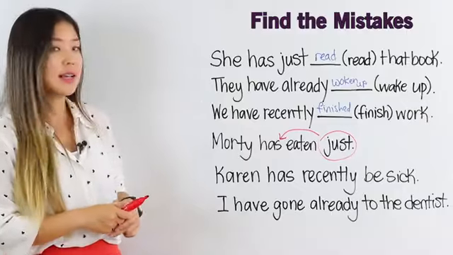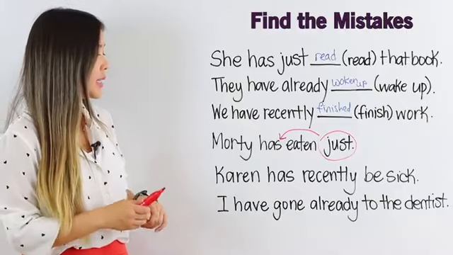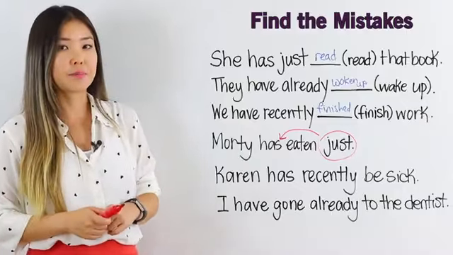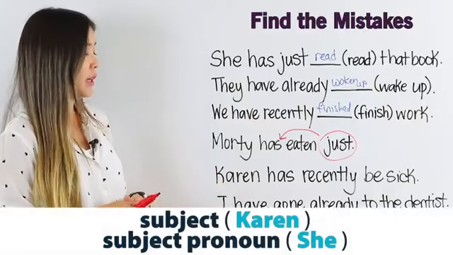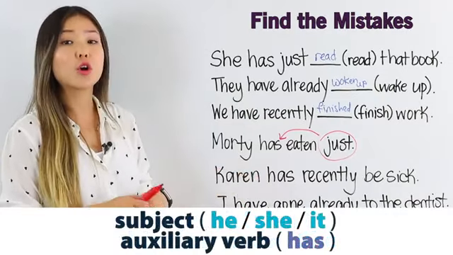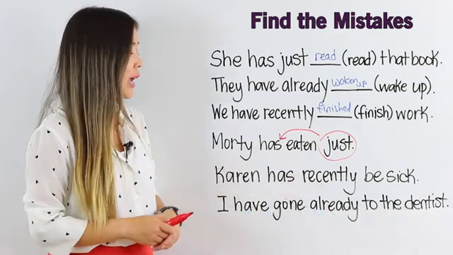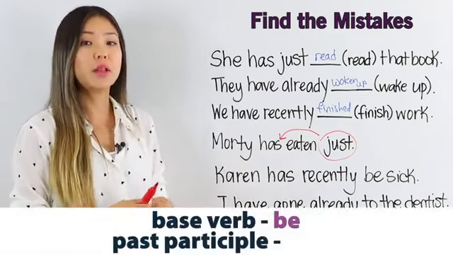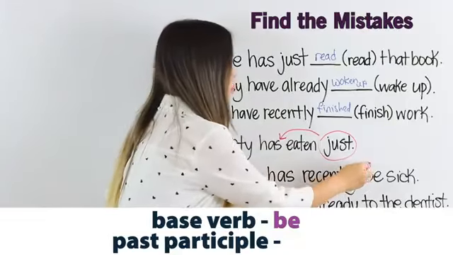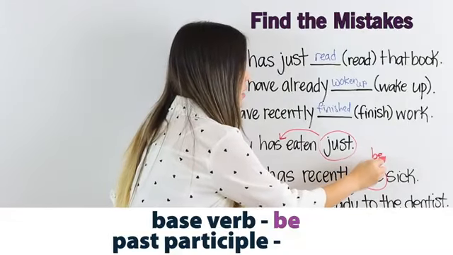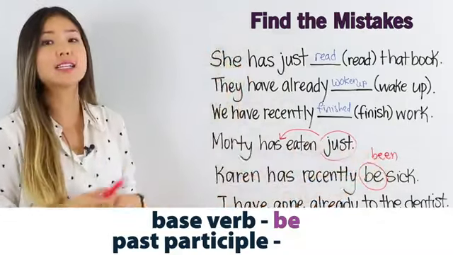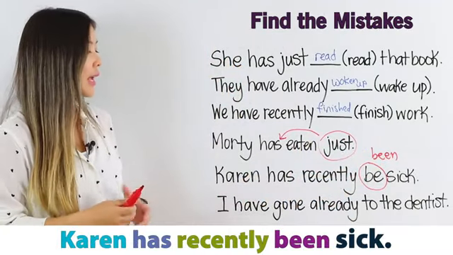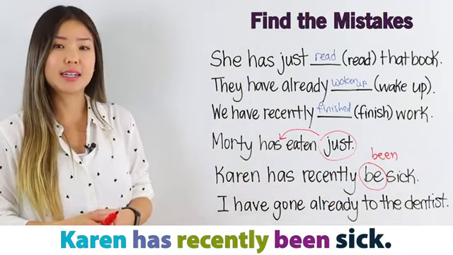The next sentence says, Karen has recently been sick. Karen is a she, so has is correct. And there we have recently. Now we need the past participle of the verb. Be is our verb and the past participle of be is been. Karen has recently been sick.